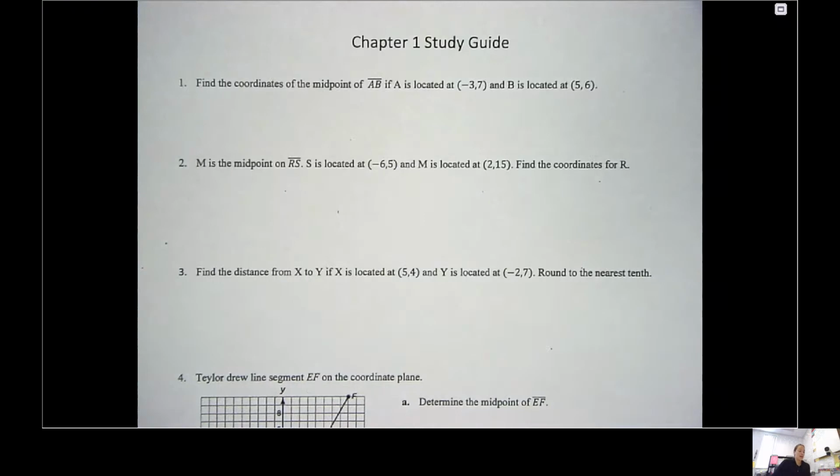As we go through our study guide, might I suggest that you grab 2 different color highlighters out, because it's going to help you tremendously as you work through. So let's get ourselves started.